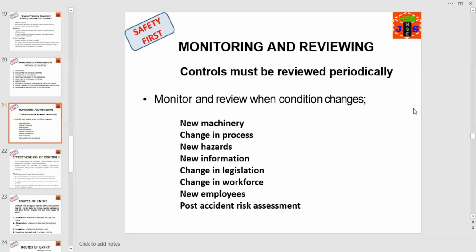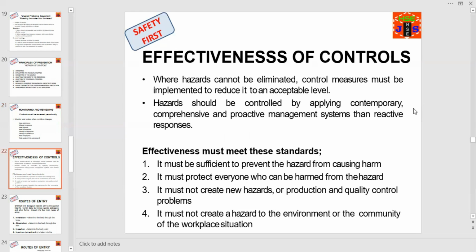These are the conditions where you have to monitor and review your periodical controls, your safe work procedures, and the risk assessment. Dear friends and fellows, now we are going to discuss effectiveness of the controls. Either this is elimination, engineering control, substitution, administrative control, or personal protective equipment. If it is not effective, it is useless.